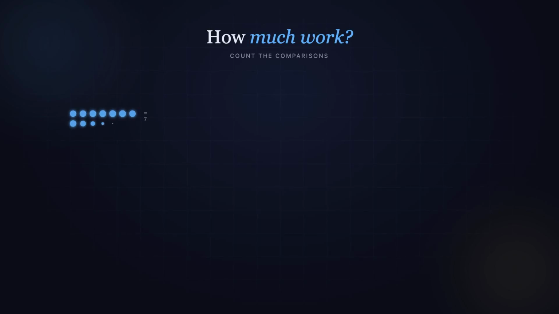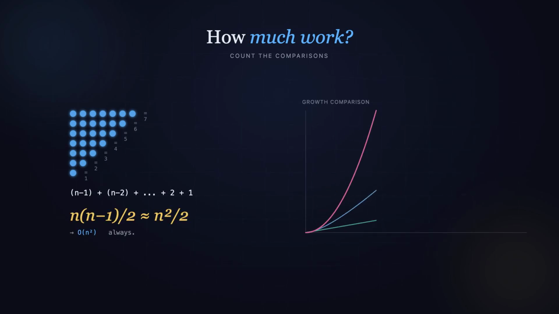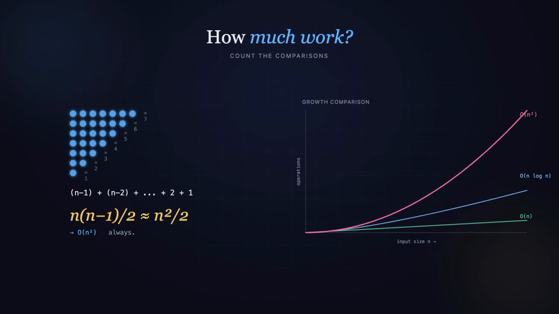Now the cost. The inner loop scans n-i elements each time. Summed up, that's roughly n squared over 2 comparisons. Time complexity: O of n squared in the best case, average case, and worst case. It doesn't care if the data is already sorted, it always does the same work.